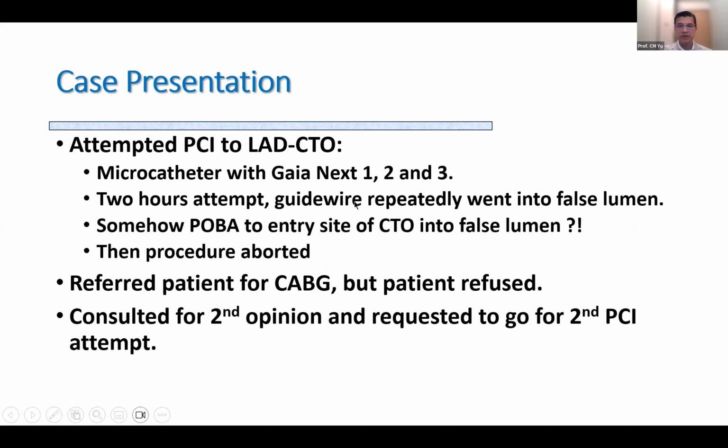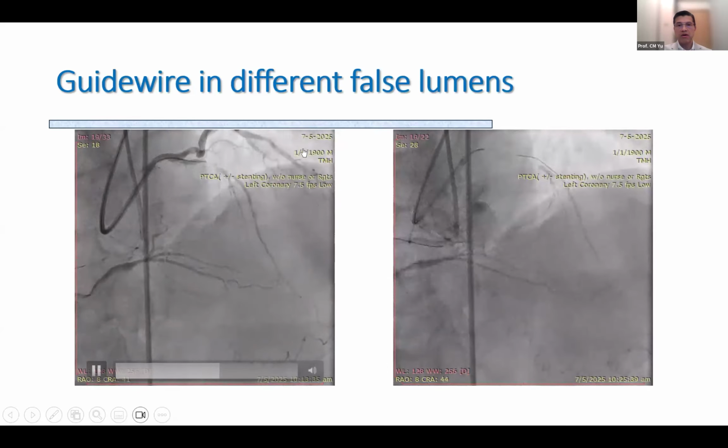However, the guidewire repeatedly went into false lumens, and somehow a probe at the entry point of the CTO enlarged the false lumen. At that juncture, I think the procedure was aborted. So the patient was advised to have bypass surgery, but it was strongly refused by the patient. So he came over to our hospital and clinic for a second opinion, and definitely requested another go at PCI attempt.